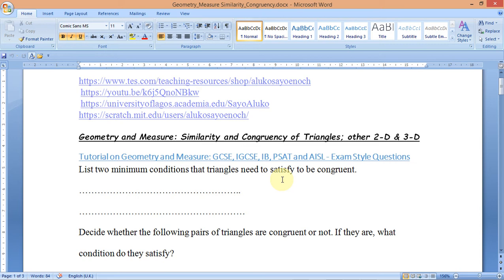And in today's tutorial session, I'll be working on similarity and congruency of triangles, other 2D and 3D shapes. However, we may not be able to complete this assessment task right now. I may need to take you through my board work on similarity and congruency. Now guys, let's get started with geometry and measure.